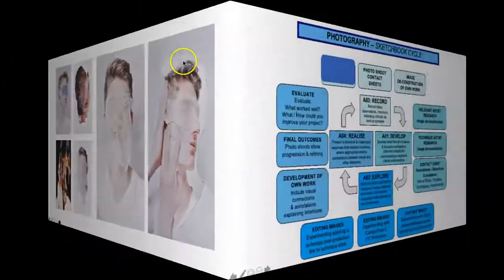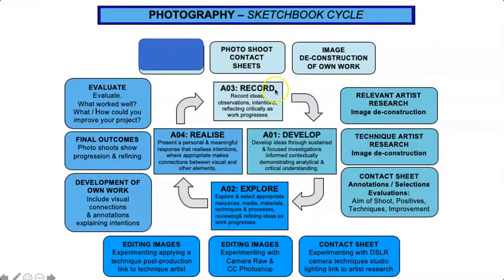So the sketchbook cycle is very much like this. You move on to your research artist. And then I encourage the students also to pick a technique artist so they can apply that to their work, and then they create their contact sheets and they evaluate those, and then they start to edit those images, and then they edit in Photoshop or post-production by hand, and then it's about the development of the idea. And this cycle just carries on evolving this way.